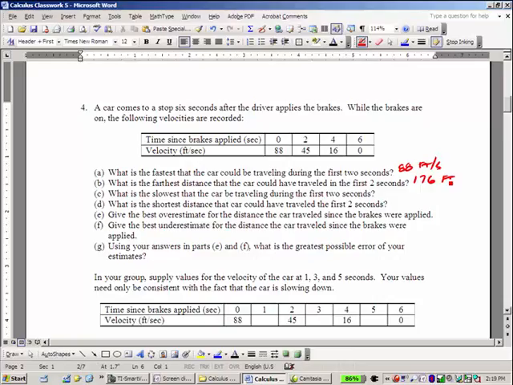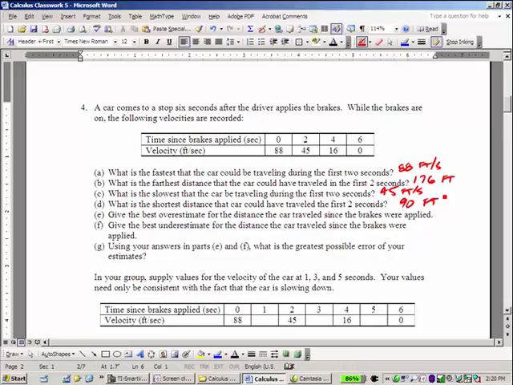What's the slowest we could have gone for the first 2 seconds? Again, unrealistic that you'd be going 88 and then all of a sudden drop down to 45. But it certainly represents the absolute lowest limit. So what would that give us for the shortest distance we could have gone? 90 feet. So there's an upper limit, there's a lower limit.